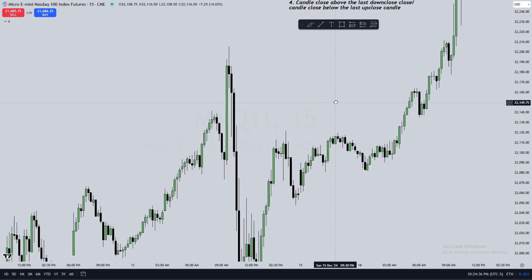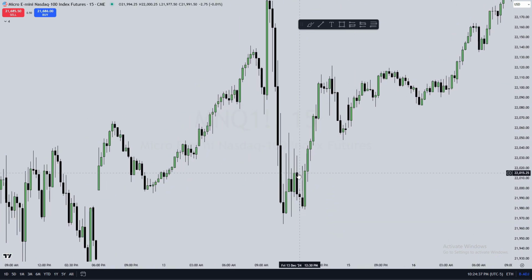So what this means basically is the last down close candle, the bullish candle must engulf that and close above the last close of the down close candle. It might seem confusing, but it's basically this. You just need a closure above this level right here, the last down close candle.